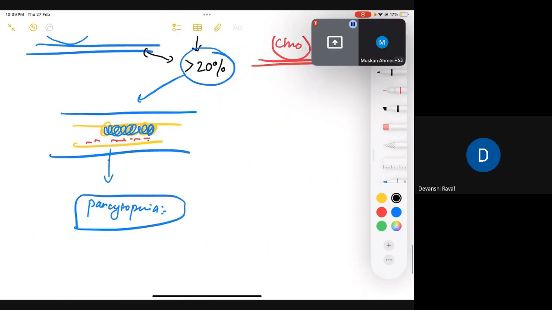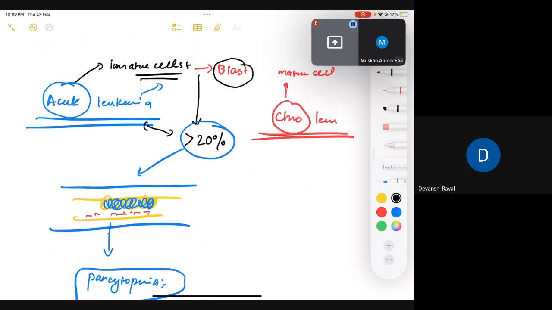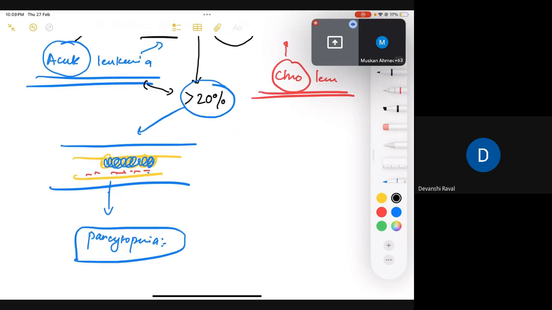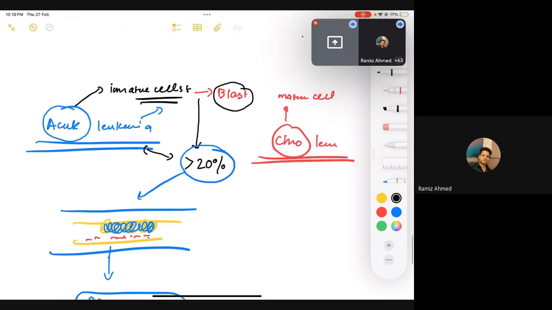We discussed what acute leukemia is. Whenever you see the term acute, think of a neoplastic or cancerous proliferation of blasts, more than 20%. What's the problem if we have more than 20% of blasts? These immature blasts are going to occupy a lot of space in your bone marrow and disturb the normal functioning of the mature cells. That's the problem, which is going to lead to pancytopenia. Is that clear?